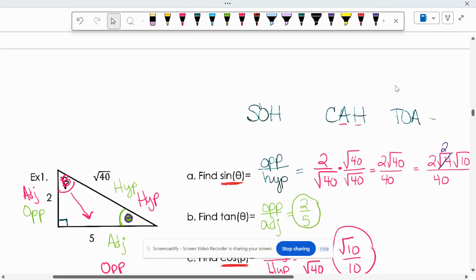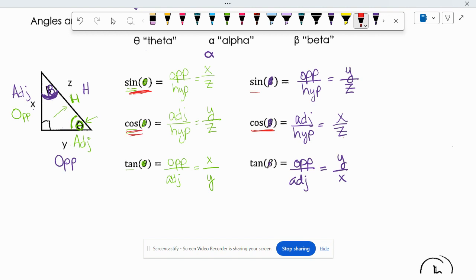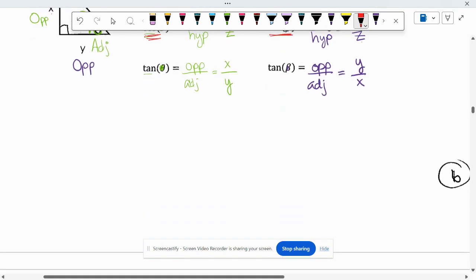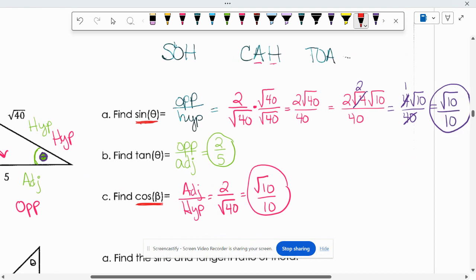I'm going to move this for a second. I'm going to go back to this. Did you guys notice that the sine of theta, x over z, is the same as the cosine of beta, x over z? The cosine of theta is the same as the sine of beta. And the tangents are reciprocals of each other. Okay, something just to think about. So are we good with this?